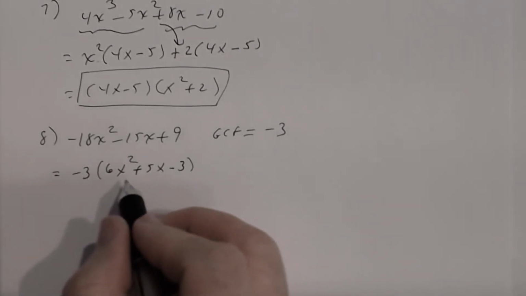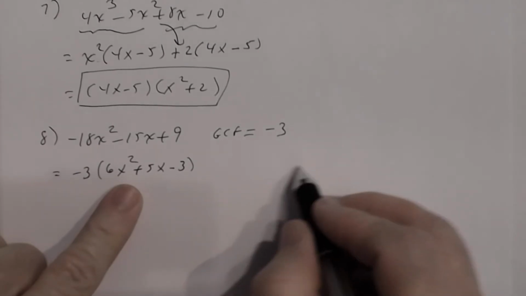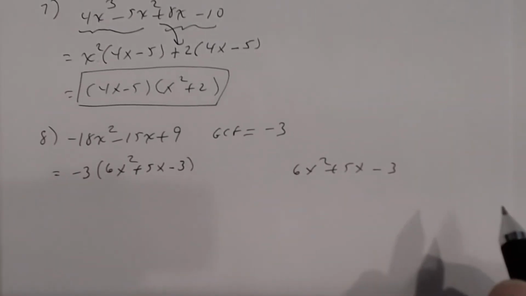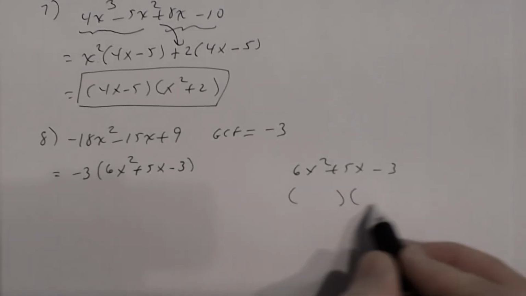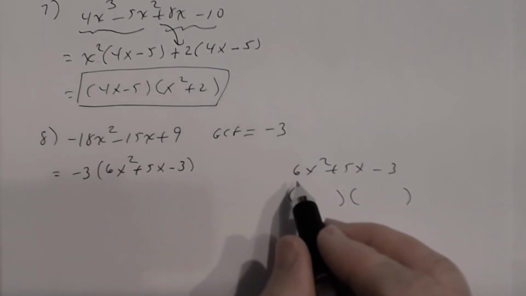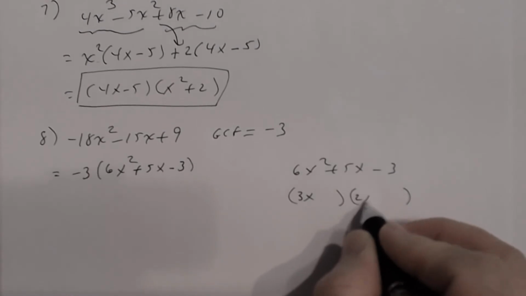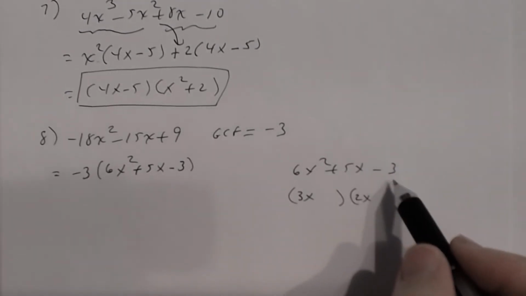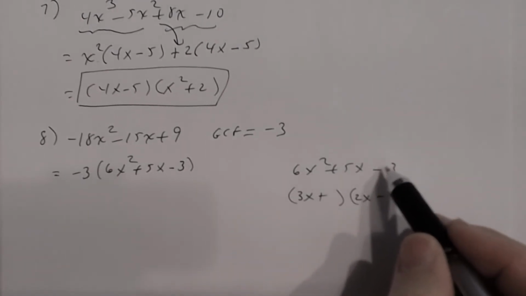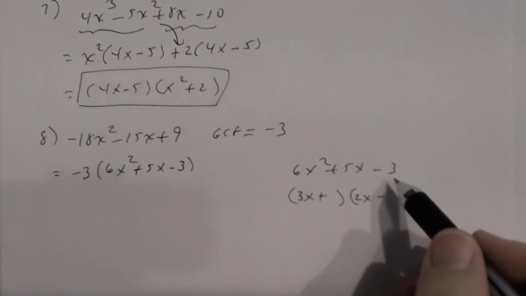And then again, remember, you always go back and see if you can factor this further. So I'm going to rewrite this, 6x squared plus 5x minus 3, and let's see what we get. Let's go to the two binomials. The factors of 6, there are two possibilities, 6 and 1, 3 and 2. Let's try 3x and 2x first. Remember the last sign's negative, so one's positive, one's negative. Let's look at the absolute value of negative 3, which is 3. Now 3 is prime, right?